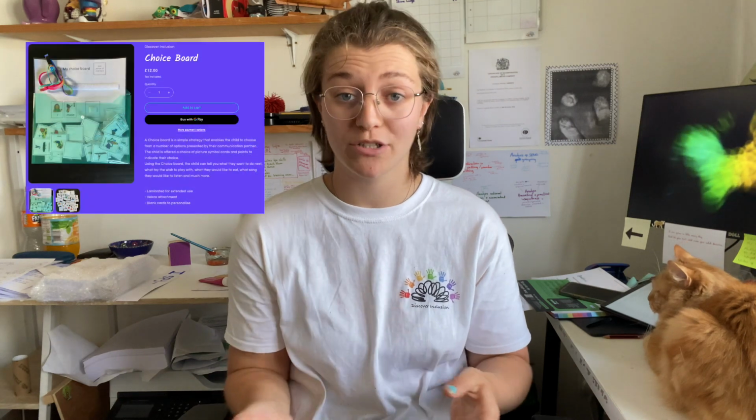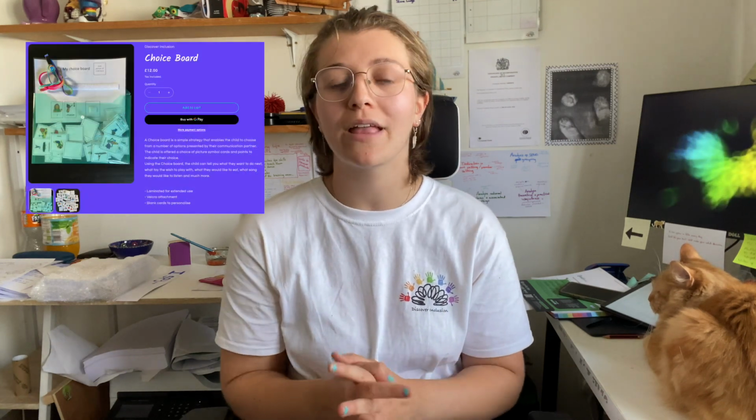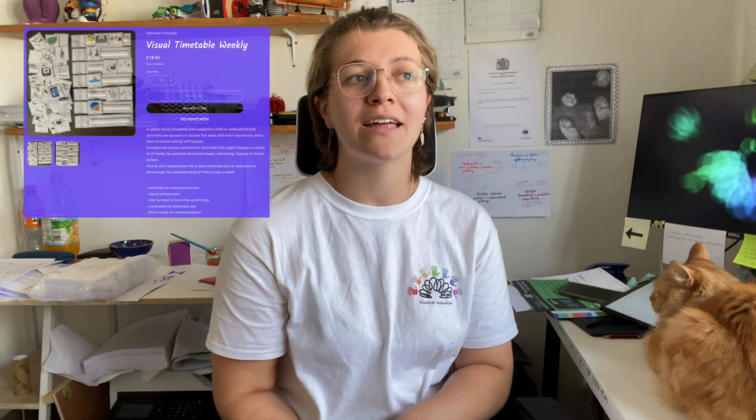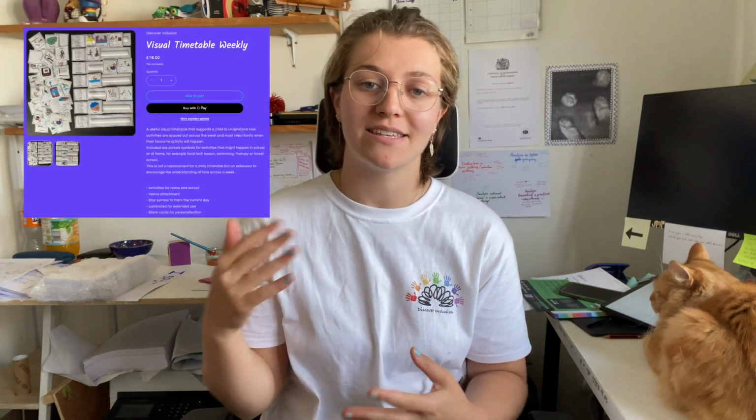We then have a choice board, which is very simple. It comes with about 30 different activities and foods and things that you might want to choose between. And then it's got the main choice board. And we have a weekly timetable that is split up into 7 daily strips and the individual activities with a star that you can add on wherever needed. All of our resources for the visual timetables come laminated and with Velcro already attached, so as soon as they arrive you can get started with them straight away.